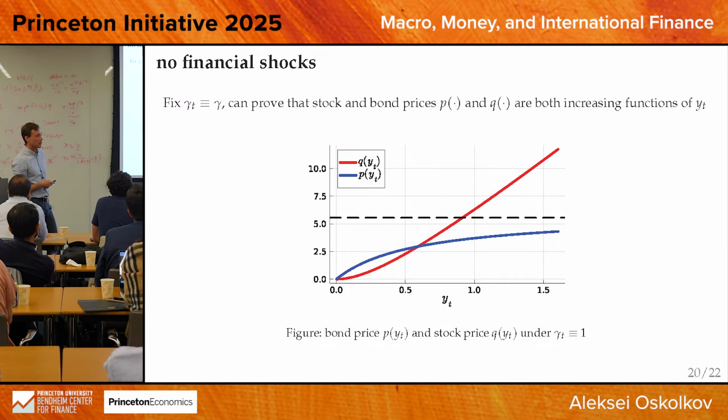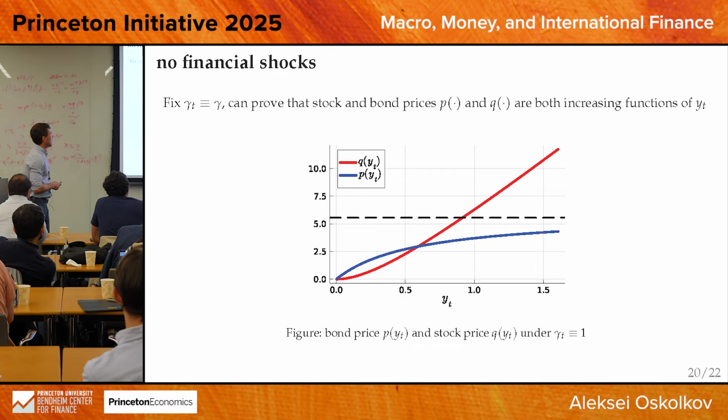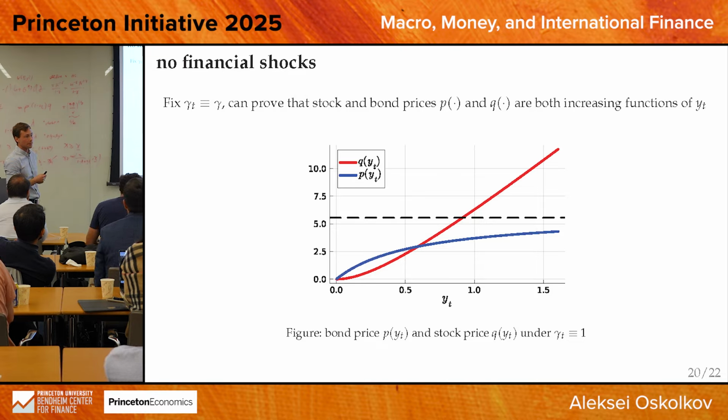They're both increasing in the dividend. The bond price is increasing in a concave way. The stock price is increasing in a convex way. And then the bond price is approaching a well-defined limit that depends on gamma that you fix in this economy. And of course, the stock price goes up to become almost linear in y. The point here is that there's positive correlation between capital gains. There's always positive correlation, so you need to turn up financial shocks to get a region of negative correlation.